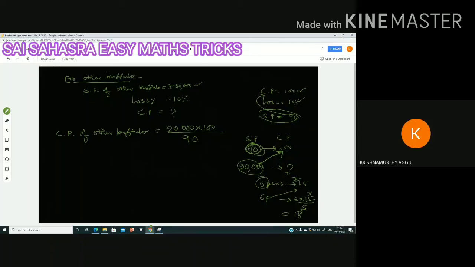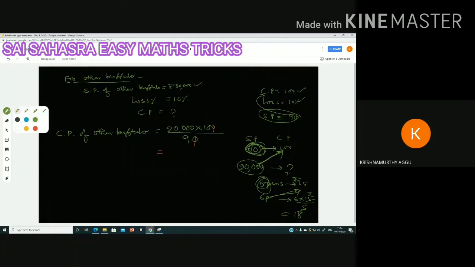So if you are solving by using the unitary method only, we are getting this answer. 5 pens cost 15 rupees, then 1 pen costs 3 rupees, and 6 pens cost 6 into 3. Instead of finding for 1, directly I am finding for 6 pens. This into this divided by this. The same concept. With cancellation, the 0 gets cancelled. What is left?